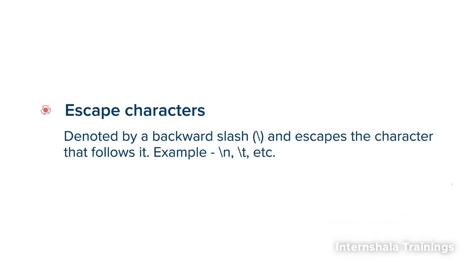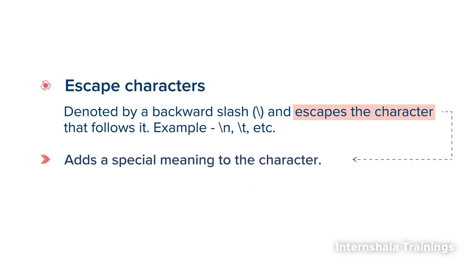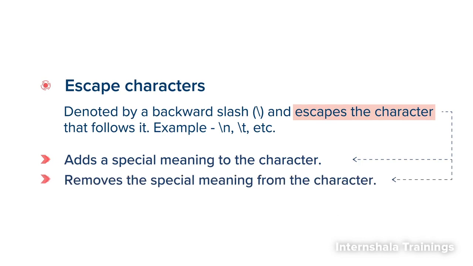Now, before we proceed further, let us first understand what escape characters are. Escape characters are denoted by a backward slash and escape the character that follows it. For example, \n and \t are a few examples of escape characters. We will understand these escape characters shortly. But first, let us understand what we mean by escaping the characters. It means it either adds a special meaning to the character, or if the character is already special, the escape character removes its special meaning and treats it like a normal text character.